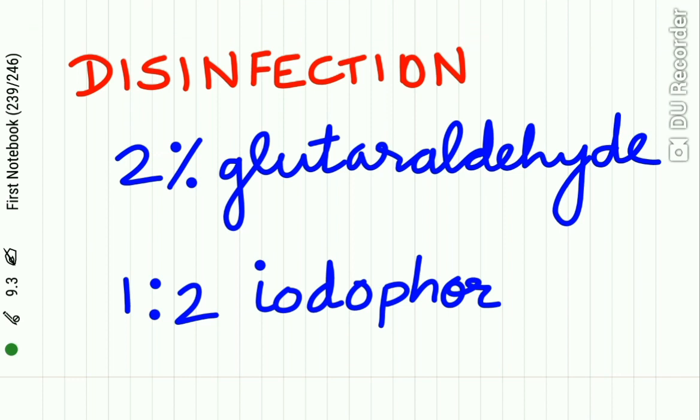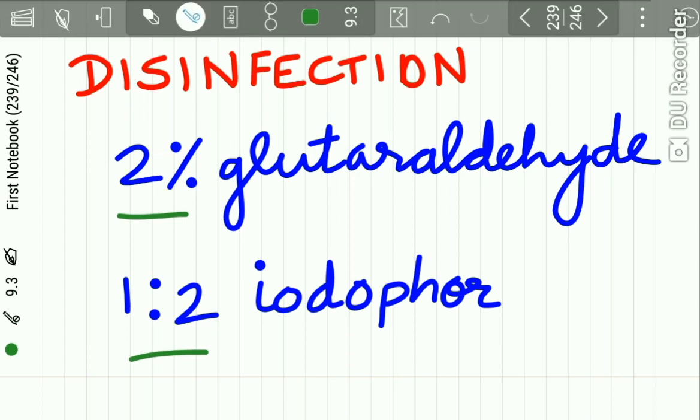Now, how is the disinfection of the impression obtained from impression paste done? It is done using a 2% glutaraldehyde or an iodophore solution in the ratio of 1:2.